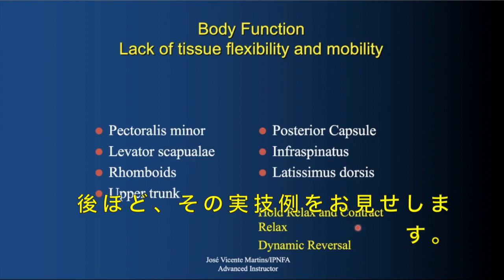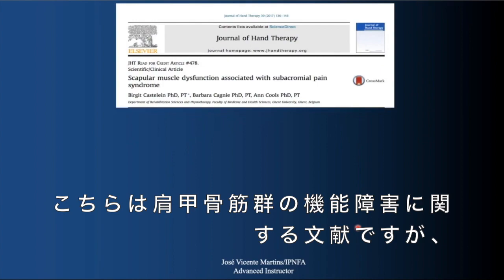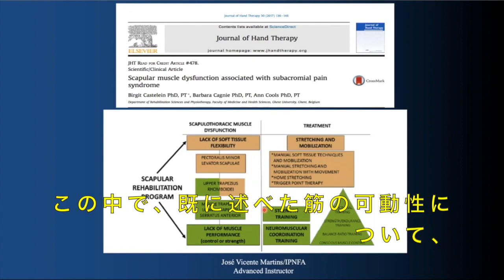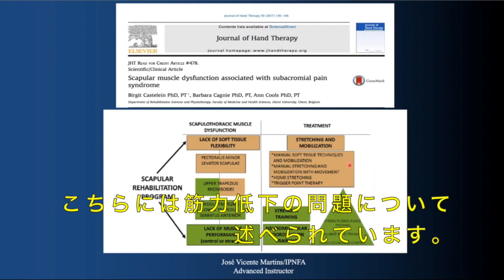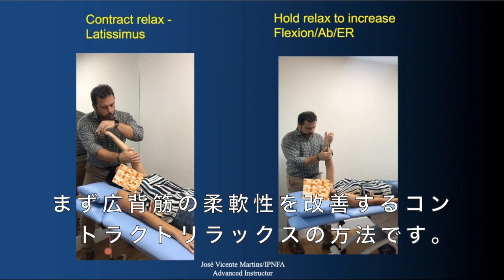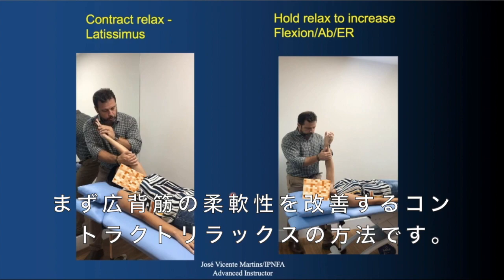So here, you have another great article by Ebaugh showing about scapular muscle dysfunction. So in here we can see that we have those muscles that I said before with lack of flexibility. In here, on the other side, we have some muscles which can present weakness. So, here are some practical examples of how to work with lack of flexibility. Here, I'm using contract relax.